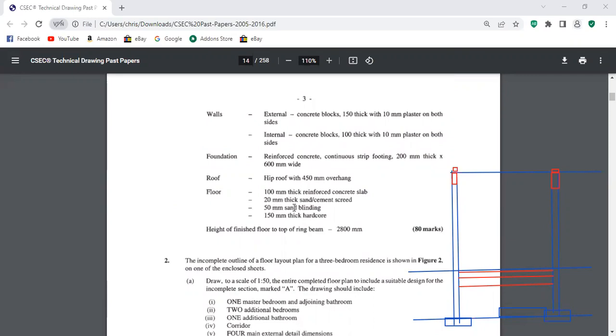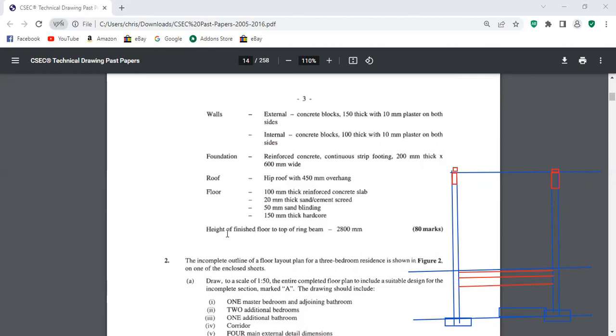So let's say we are to use a 100 millimeter thick reinforced concrete slab. So this should be 100. In this case, say there's a sand/cement screed of 20 millimeters and a sand binding of 50 millimeters. All right. The hardcore again should be 150. And we know the earth, that distance is relative.